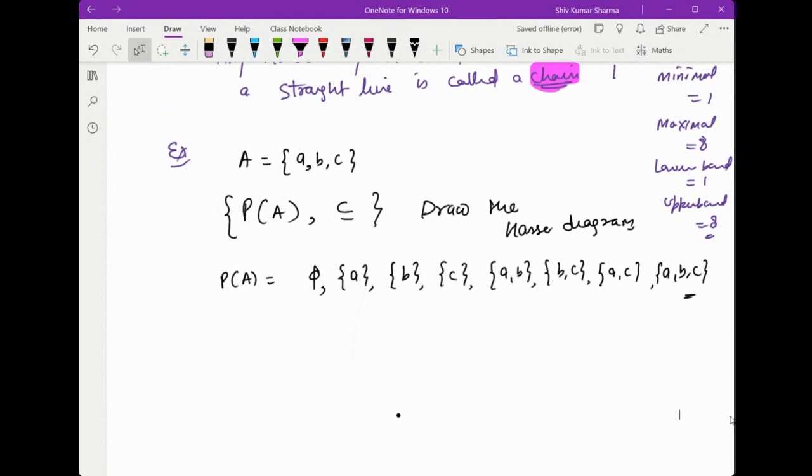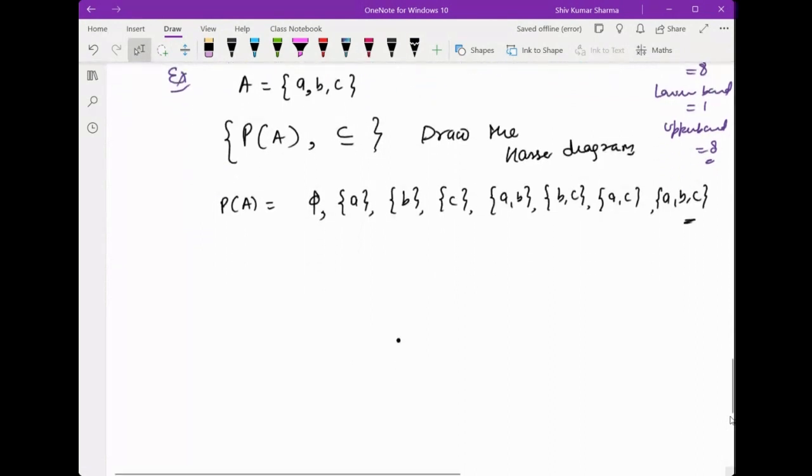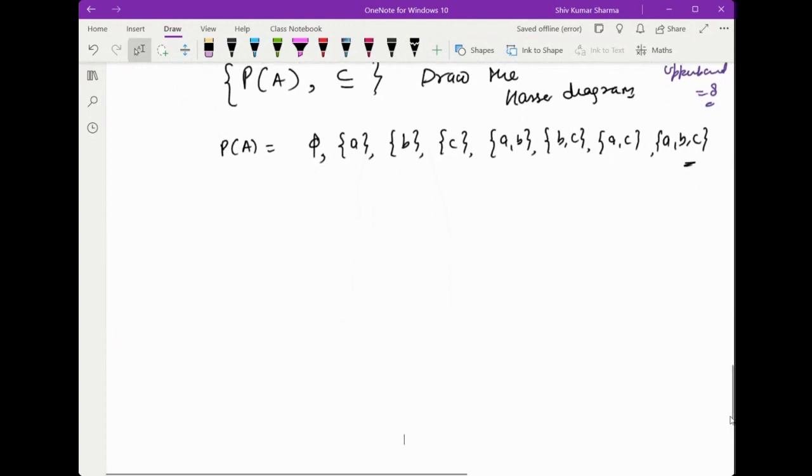So when you want to draw the Hasse diagram for this, what is the initial element? φ, because the empty set is a subset of every set. So we take the element φ here. So this is φ. φ is a subset of {a}, φ is a subset of {b}, φ is a subset of {c}.